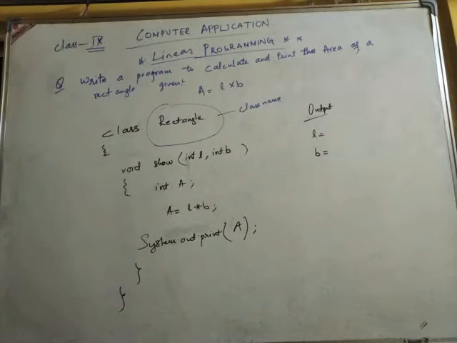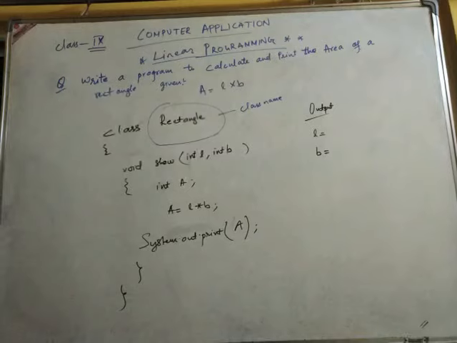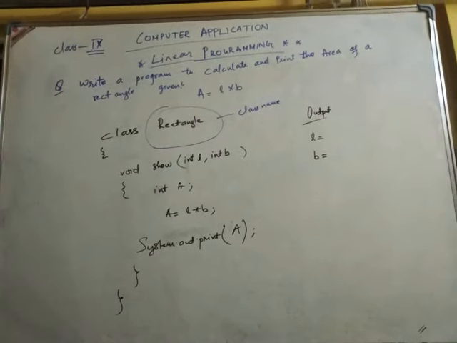Whatever you have mentioned in the brackets, the user will enter. In void show I have written int L and int B, so I have to enter int, meaning whole number values. Think of whole number values: 5, 6, 10, 12, 20, 50, all these are whole number values. Since it is in the brackets, the user will enter L and B. Let's take two values, let's say 5 and 10.